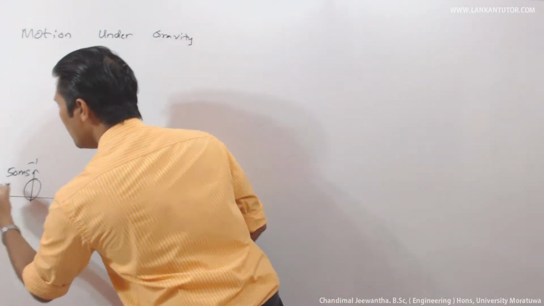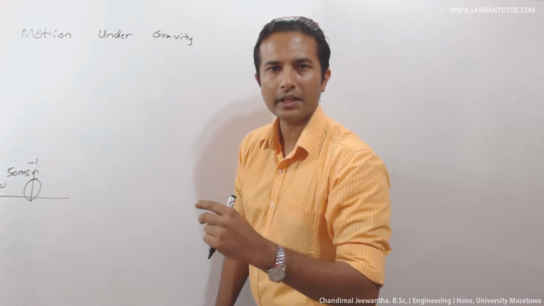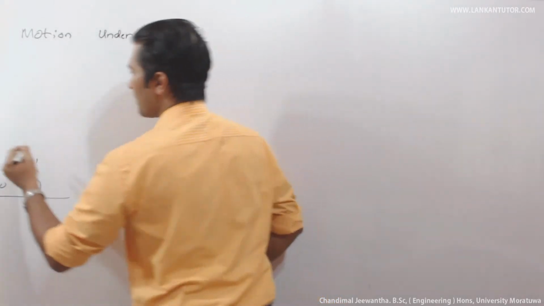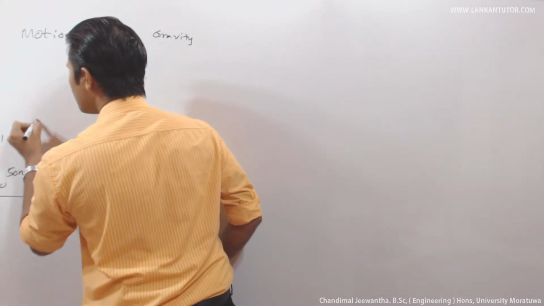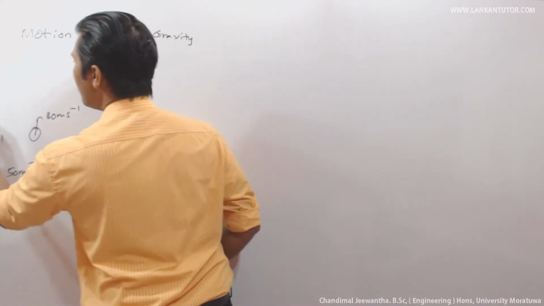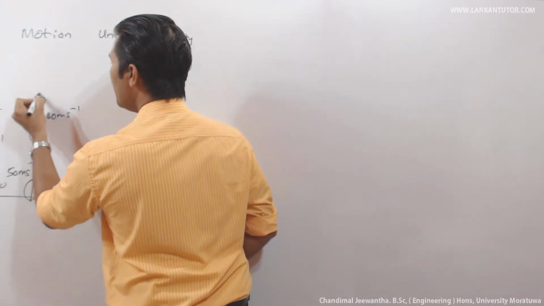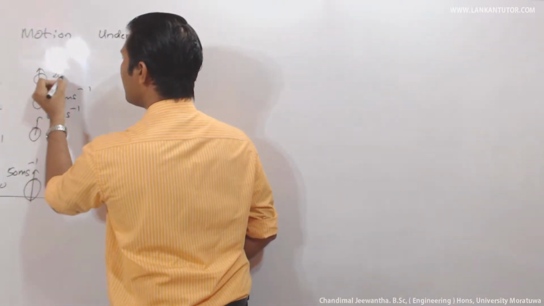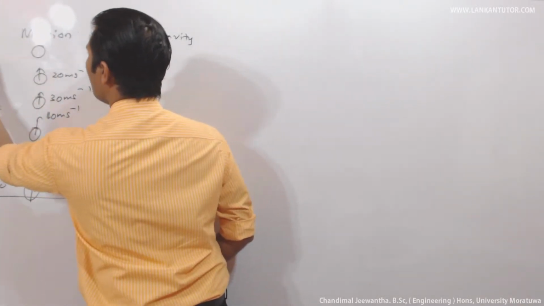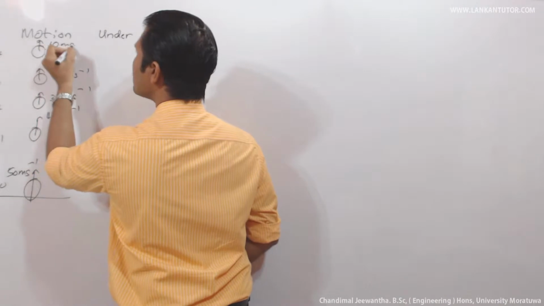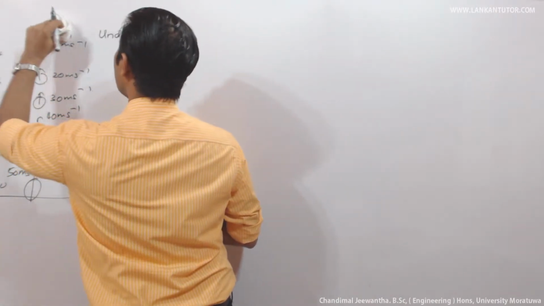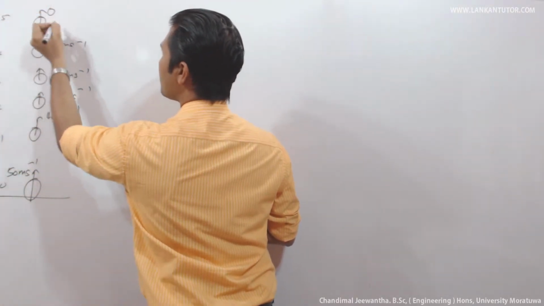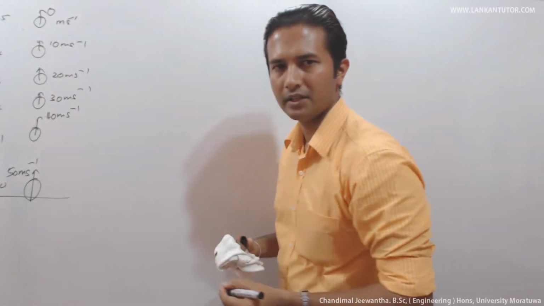when t equals 0, what happens? Its velocity decreases by 10 meters per second at each and every second. When t equals 1, the velocity should be 40 meters per second. When t equals 2, the velocity should be 30 meters per second. When t equals 3, the velocity should be 20 meters per second. When t equals 4, the velocity should be 10 meters per second. When t equals 5, the object comes to rest.